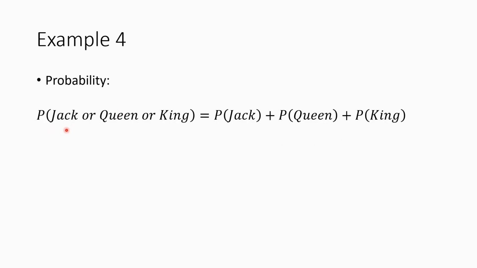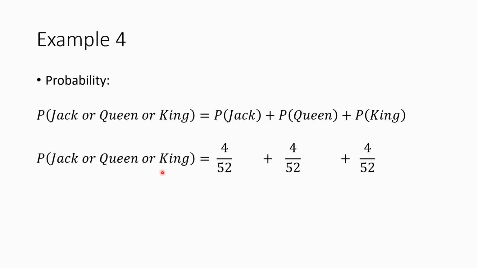So the probability of getting a Jack or a Queen or a King equals the probability of drawing a Jack plus the probability of drawing a Queen plus the probability of drawing a King. Each of those has a probability of 4 out of our 52 cards, right? There's 4 Jacks, 4 Queens, and 4 Kings in a standard deck of cards. There's 52 cards in a standard deck, so these are their individual probabilities.